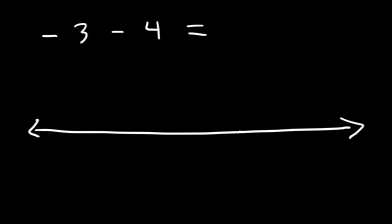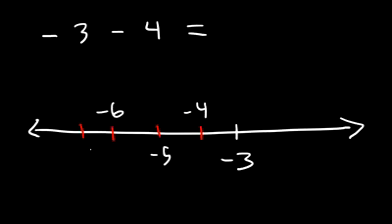So starting with negative 3, we need to move 4 units to the left. 1, 2, 3, 4. So this is negative 4, negative 5, negative 6, and negative 7. So negative 3 minus 4 is negative 7.